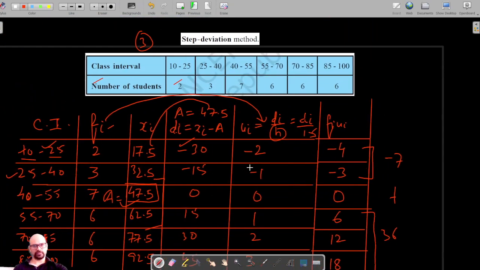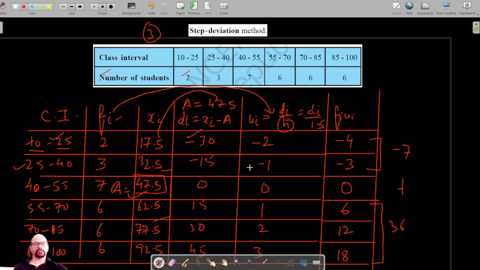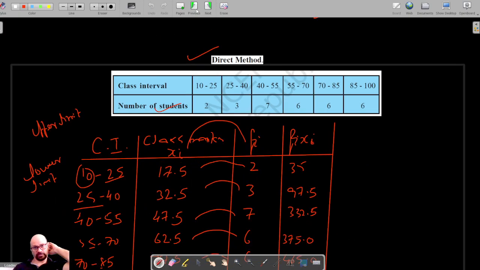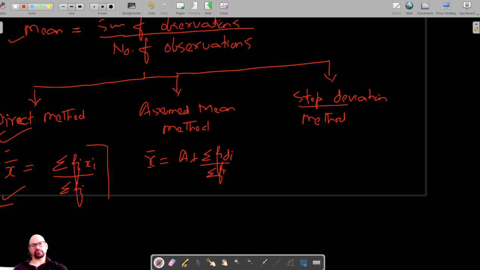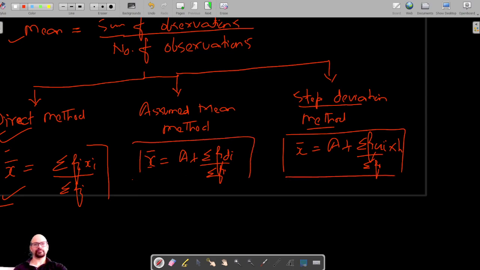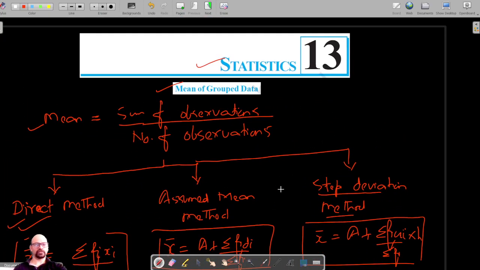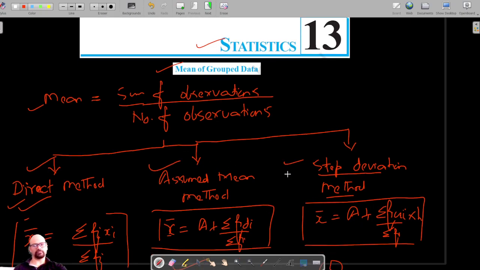Okay, so this is the step deviation method to find the mean. So we are done with all the methods. That is the direct, assumed mean formula, which was A plus sigma fi into di by sigma fi, and the step deviation method formula was A plus sigma fi into ui by sigma fi, into h. This is how we find the mean of grouped data using these three methods: direct, assumed mean, and step deviation.